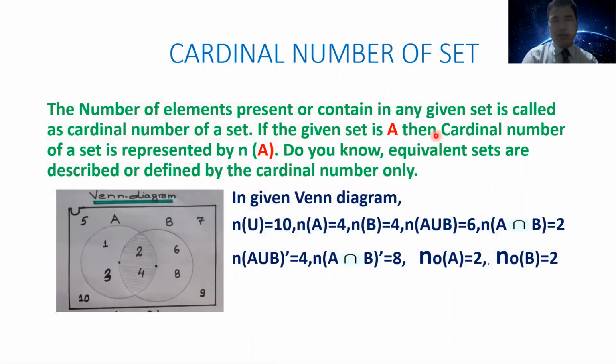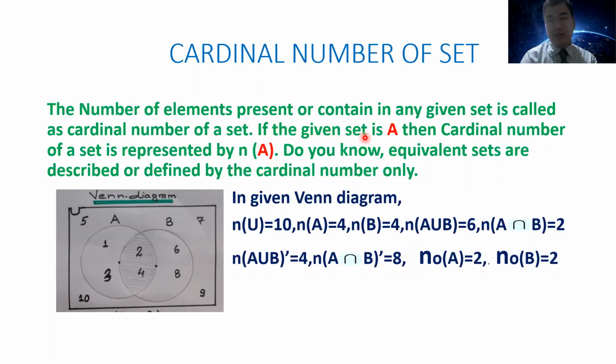Okay, in this topic, cardinality, look, cardinal number of set means what? What is the meaning of cardinal number of set? It is explained here. You can see there clearly: the number of elements present or contained in any given set is called the cardinal number of a set. That means in one set how many elements are contained, that is known as the cardinal number of set.